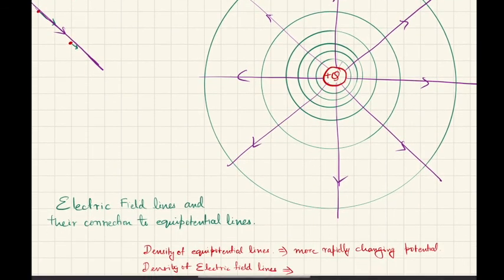Similarly, where are the electric field lines more dense? There are more electric field lines close to this charge, but as I move away, the separation between these electric field lines has increased. They're not as dense, and that again represents that a higher density of electric field lines means a higher electric field strength.